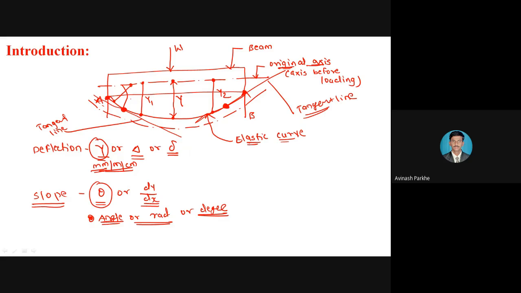Slope. So if I represent it at the A side, this is theta A. Similarly, at the other side, there is another tangent point. The angle between this tangent point and the original axis of the beam is called the slope, that is theta B. That is, theta A and theta B are the slope of the beam. Please keep in mind, the slope is always measured as an angle, in degrees or radians, and the deflection is measured in millimeter, centimeter, or meter.